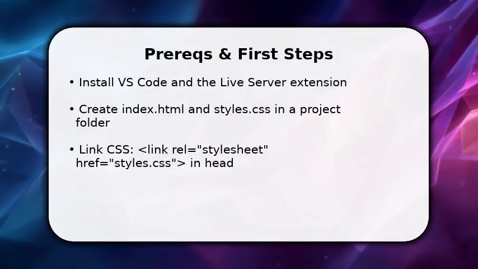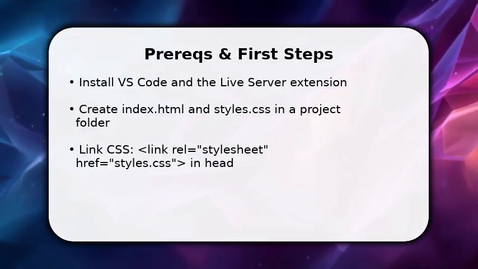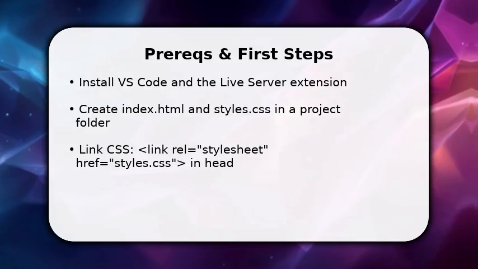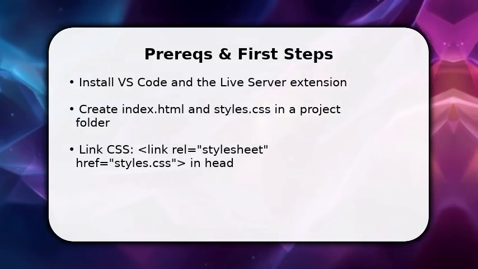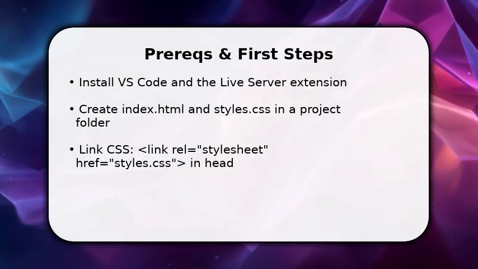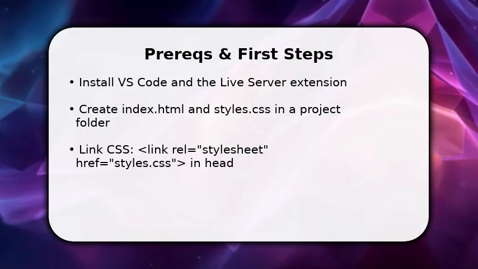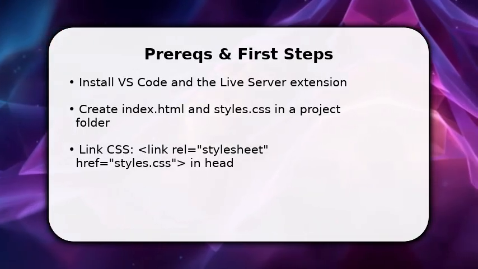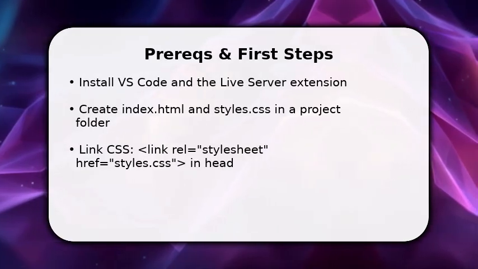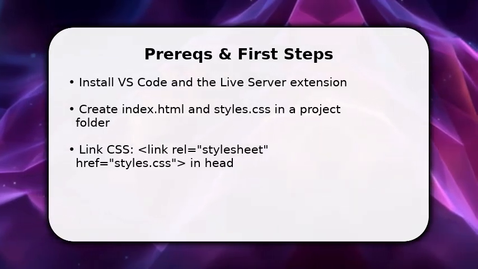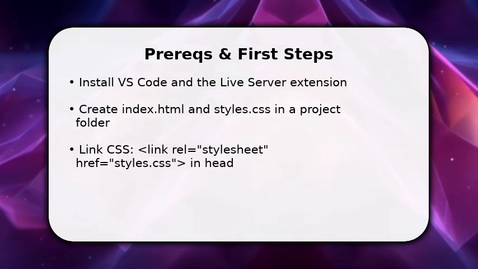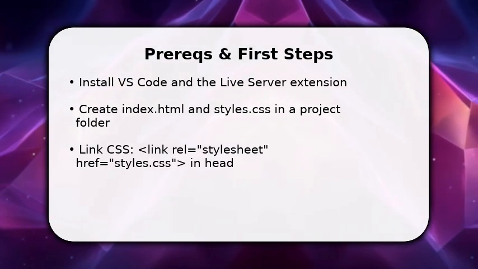You start by ensuring the essentials are present: VS Code, a project folder, and a basic index.html. Open that folder in VS Code and create styles.css. Next, link the style sheet in the head with link rel equals stylesheet href equals styles.css, so the browser can load your rules. Once done, save both files and open index.html with Live Server or the browser to confirm the link works. This immediate feedback loop speeds up styling and debugging.